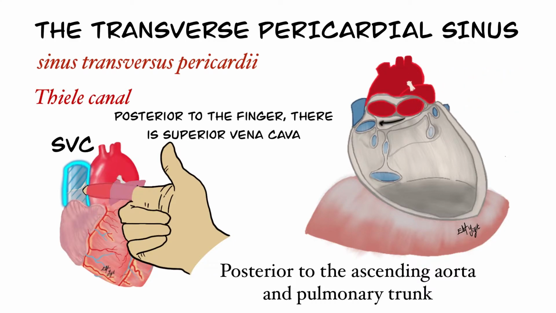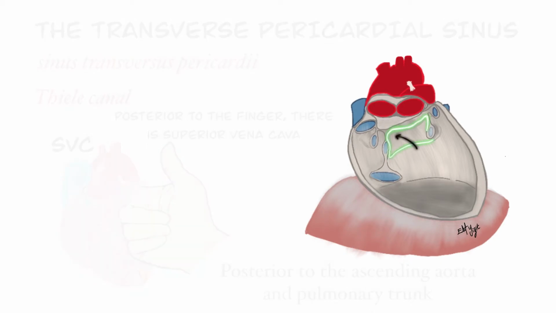The transverse pericardial sinus is clinically important for cardiothoracic surgeons. After the pericardium is opened anteriorly, an index finger passing through the transverse pericardial sinus, posterior to the ascending aorta and the pulmonary trunk, will separate arteries from veins.